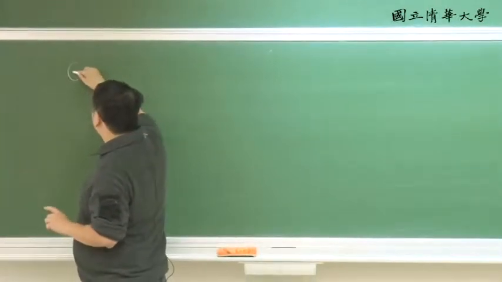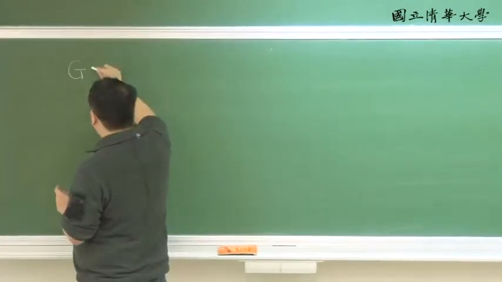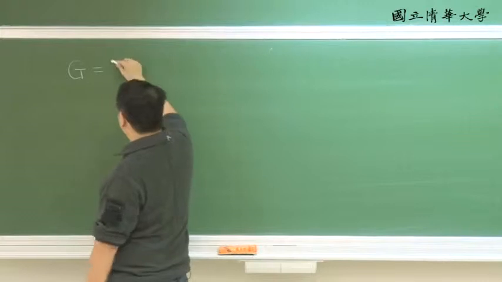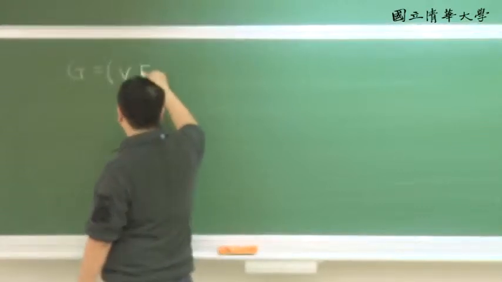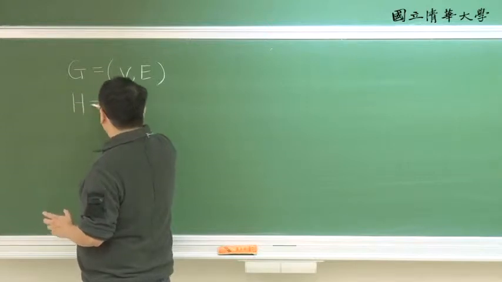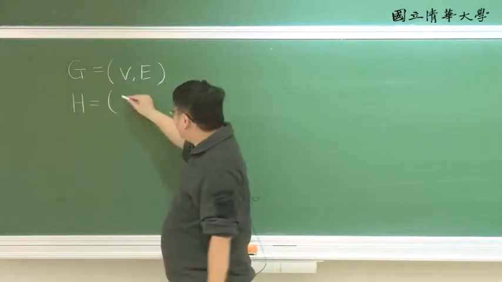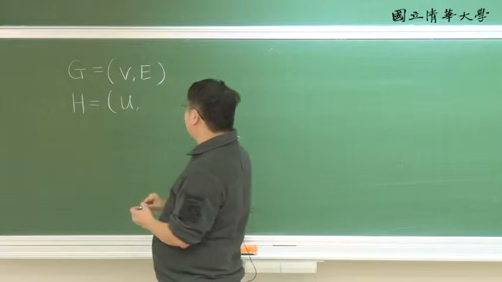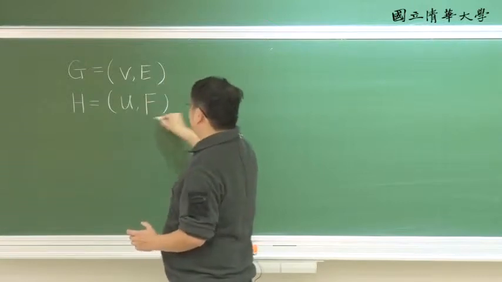Okay, so let's say you have a graph G, with vertex and edge sets V and E. And let's say you have another graph H. This time, let's say H has vertex and edge sets U and F.